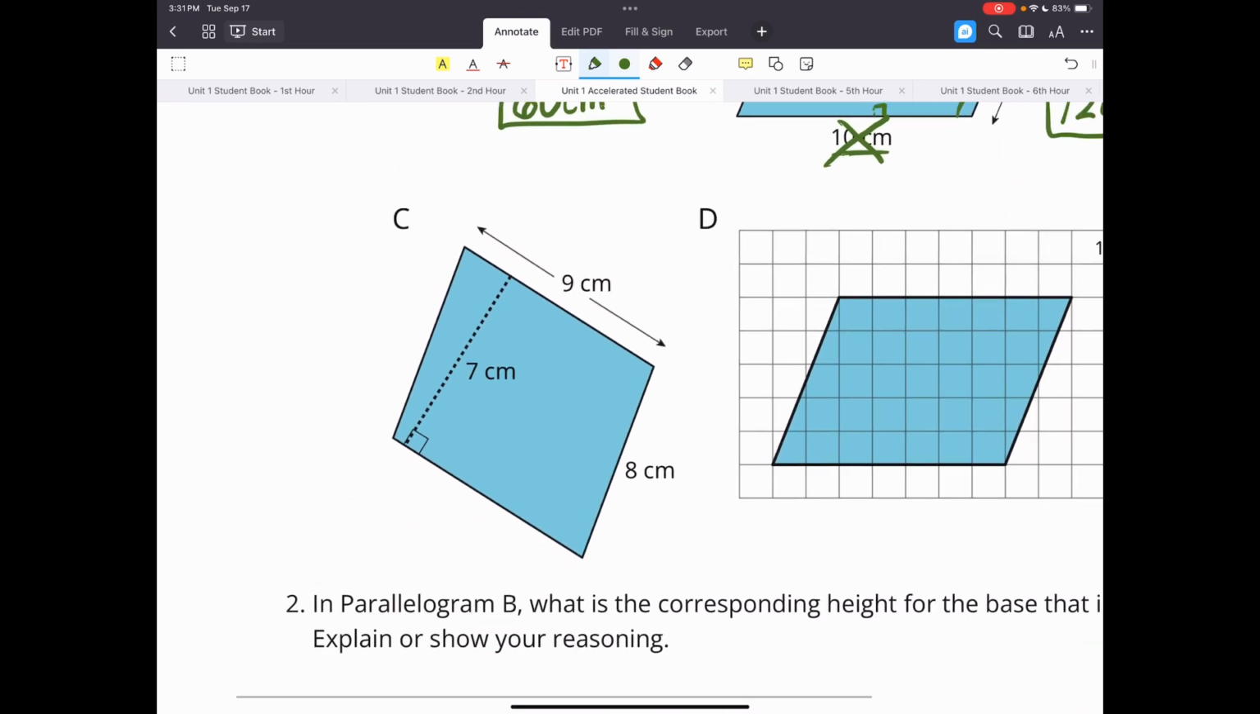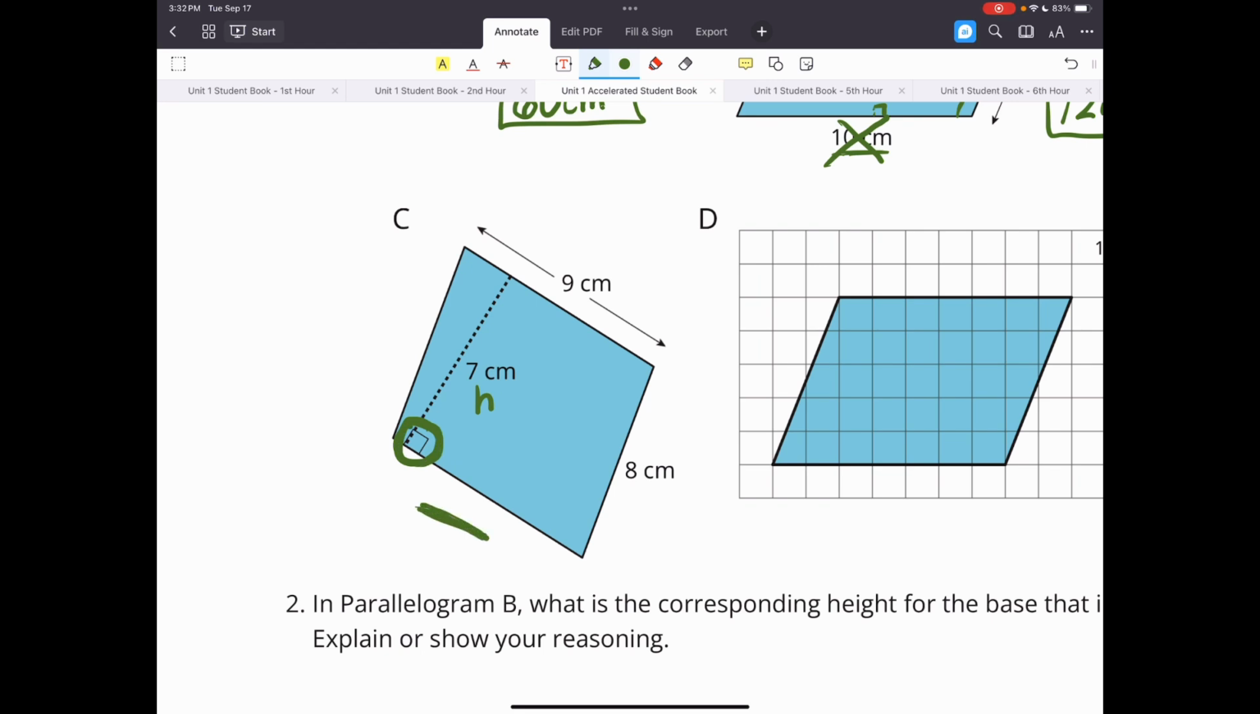All right, same situation for the letter C. It is rotated. There's actually no side that looks like it's sitting on its base. So we have to identify where the right angle is. The right angle is on the 7. So the 7 dotted line is going to be my height. But what's my base? Where this is connected, we don't have a measurement.